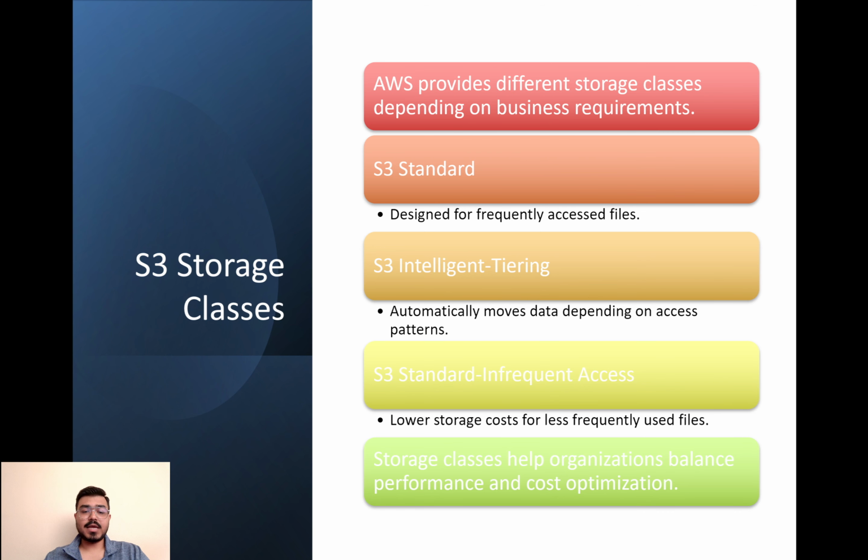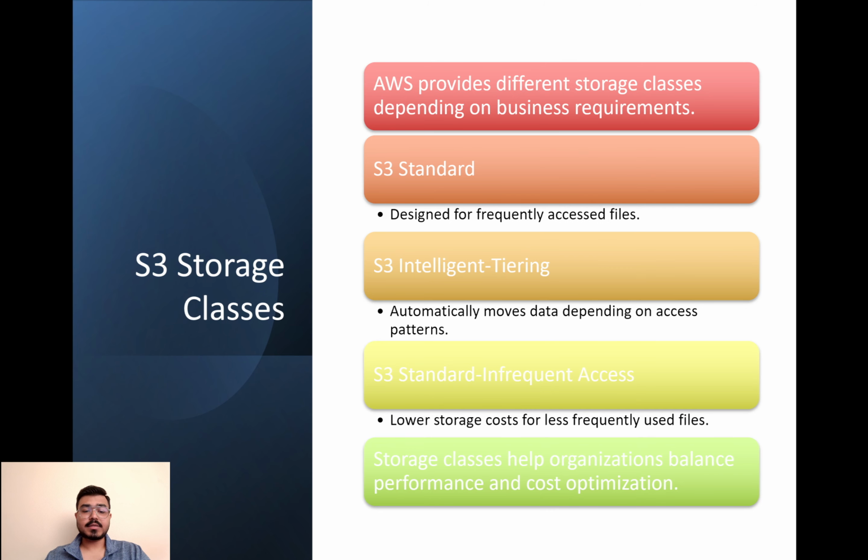The first storage class is S3 Standard. S3 Standard is designed for frequently accessed files. Organizations commonly store active application files, business documents, and frequently used information inside S3 Standard. Because these files are accessed often, fast availability becomes important.